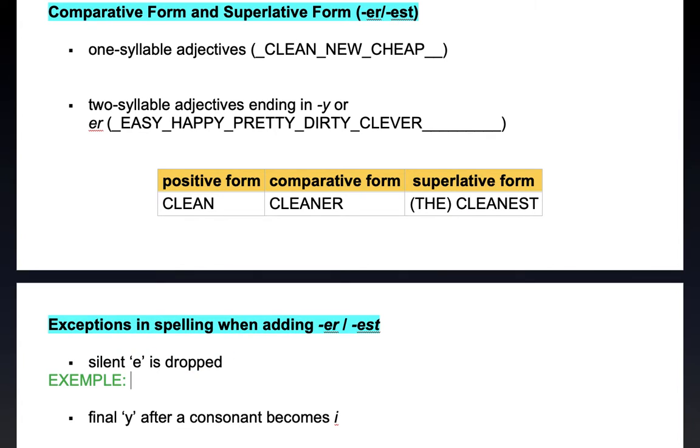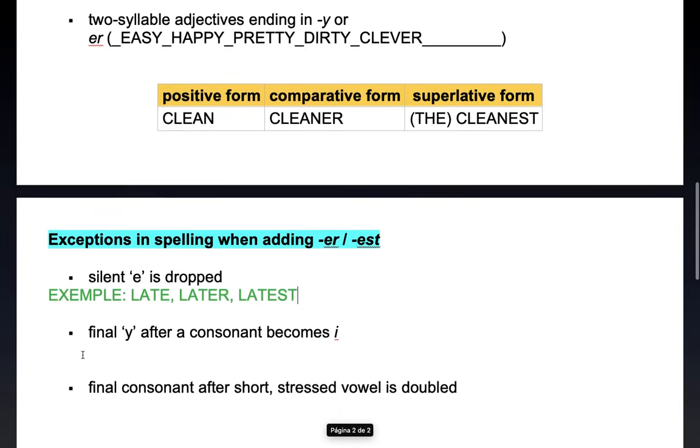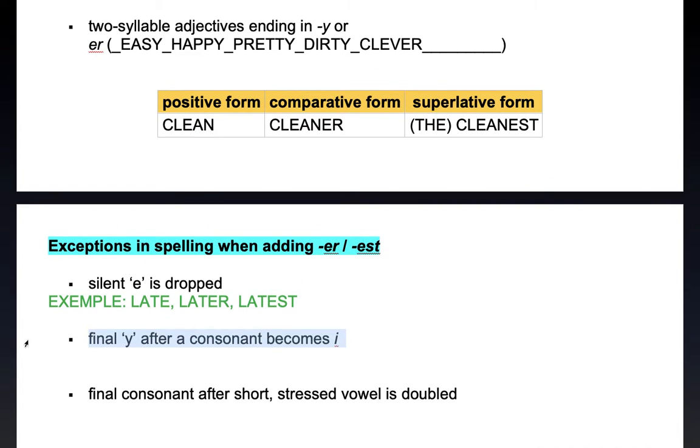Example, we have late. Late is tarde. Para decir más tarde en comparativo sería later. Y para decir el más tarde sería latest. Very simple. Exception number 2. Final Y after a consonant becomes I. Como lo vimos ayer, casi siempre cuando una palabra termina en Y, la pasamos a I latina y continuamos con el resto.